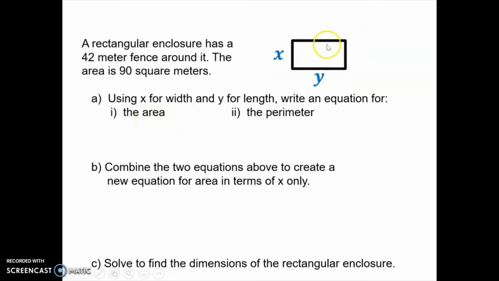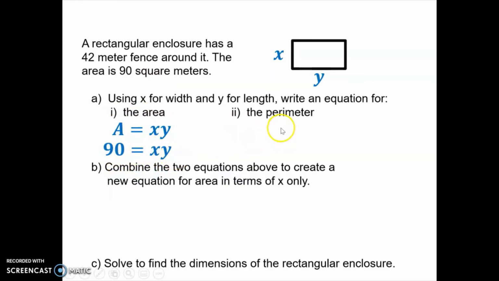Now I want you to write an equation for the area. Just a simple equation for this area here. We have x, we have y. What's the area equation? Well, the area is x times y. To find the area, we do length times width, x times y. Great. But we are given the area of 90 square meters, so why don't we replace the area with that figure right here. So 90 equals x times y.